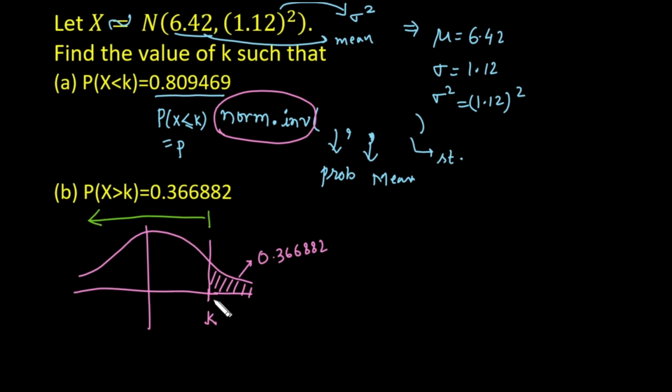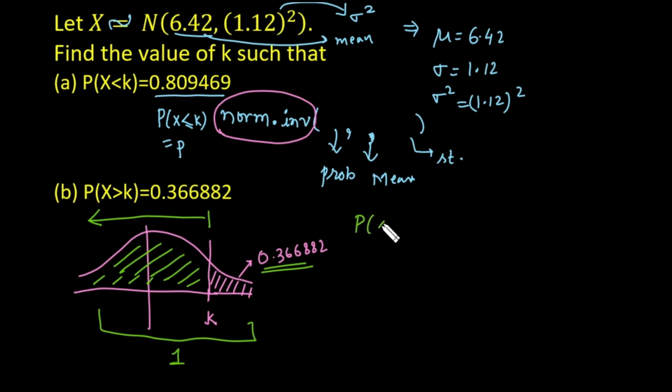How to find this one? So this total area is 1. If you subtract this value from the 1, you will get the value of this shaded region. So in which we will use the norm inverse command. Means to get the value of k, we can write this is equal to 1 minus probability of x less than or equal to k. So we know that for this we can use the norm inverse command.